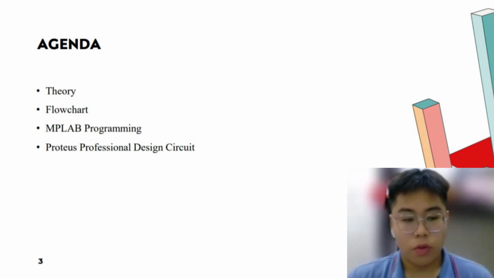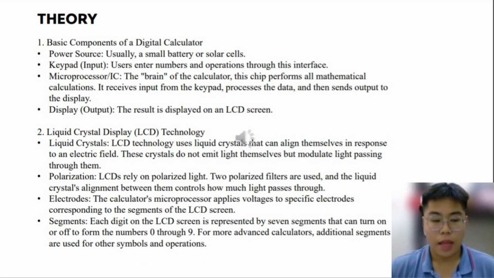We have 4 parts: theory, flowchart, MPLAB programming, and Proteus professional design circuit. Let's start off our presentation with theory. There are 4 main parts for this. The first one, basic components of the digital calculator. So there are 4 points for this part, which are power source, keypad, microprocessor, and display.